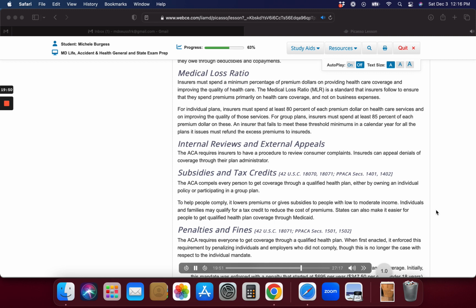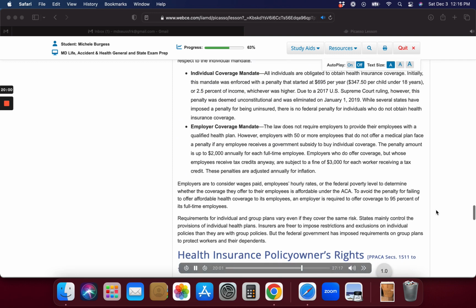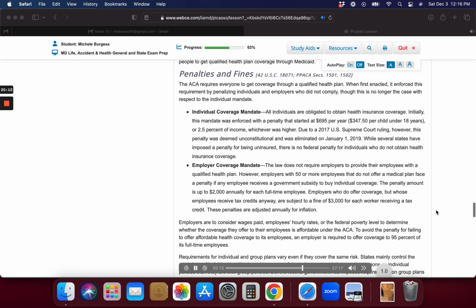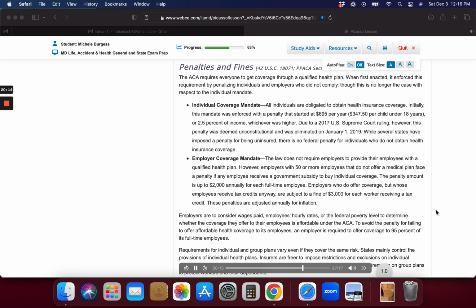Penalties and fines, 42 U.S.C. 18071, PPACA sections 1501, 1502. The ACA requires everyone to get coverage through a qualified health plan. When first enacted, it enforced this requirement by penalizing individuals and employers who did not comply, though this is no longer the case with respect to the individual mandate.